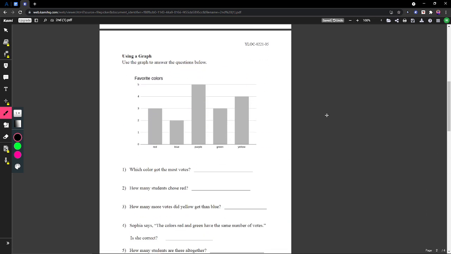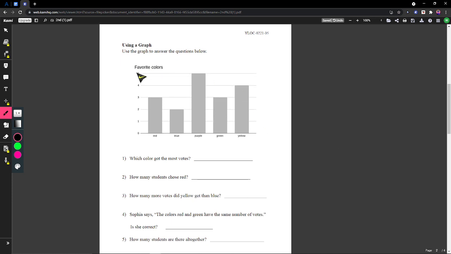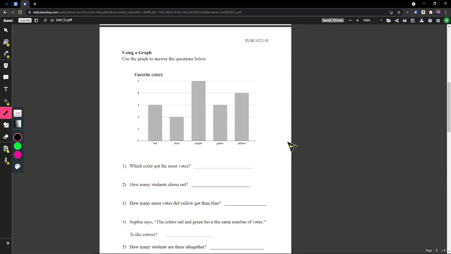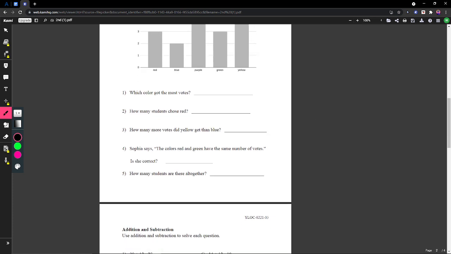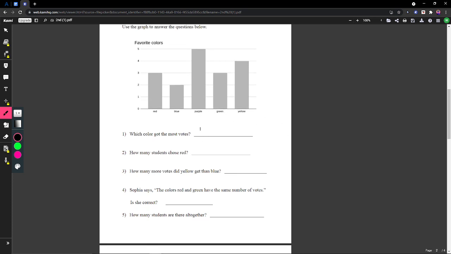Now going on to our next part, we have something called using a graph. Use a graph to answer the questions below. For this graph, there's something about favorite colors, and the colors here are red, blue, purple, green, and yellow, 5 of them, and we have the number of votes cast for these colors. The first question asks which color got the most votes. We look at our graph, and we can see that purple is obviously taller than the rest, meaning this is the answer.